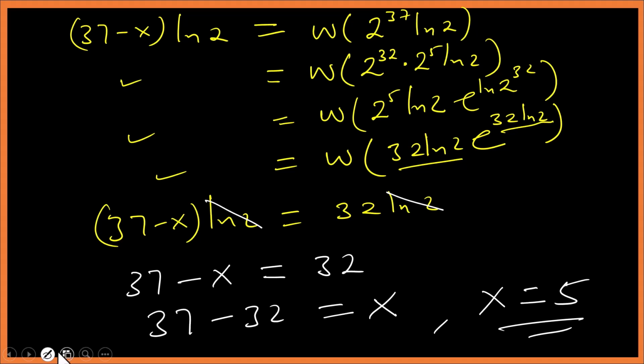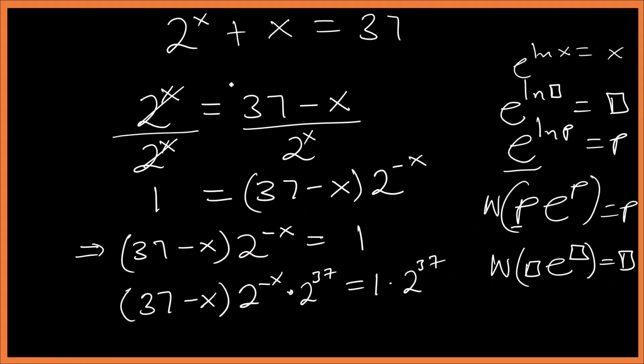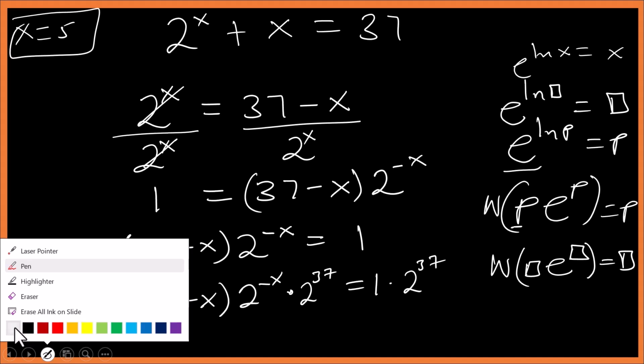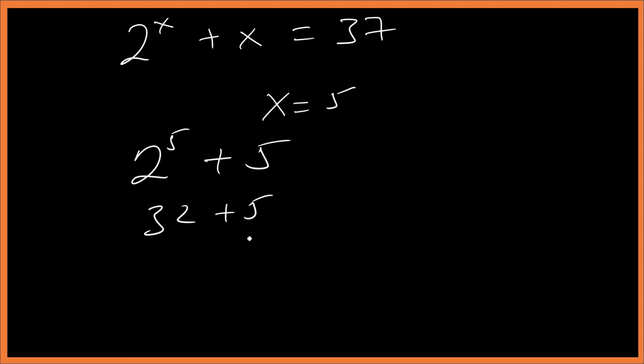Okay, so we have this: 2 raised to x plus x equals 37. So x is 5. So let's verify. Now let's plug in 5 and see. So x equals 5. So we have 2 to the power 5 plus 5. 2 to the power 5 is 32, plus 5 gives us 37.